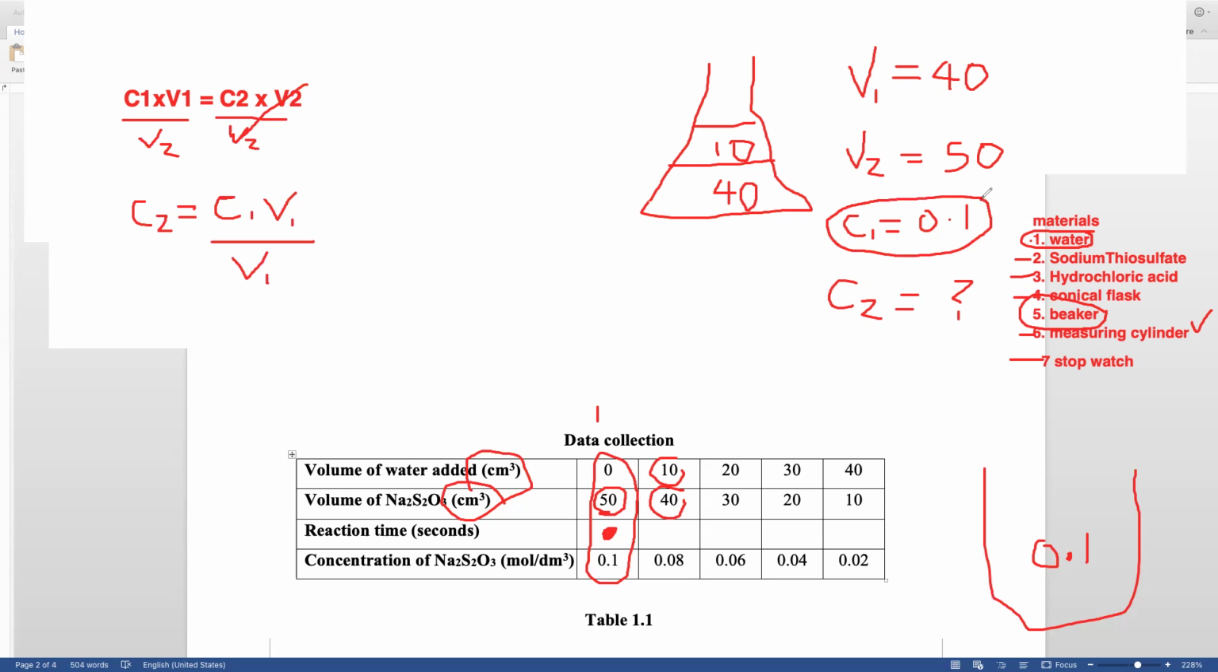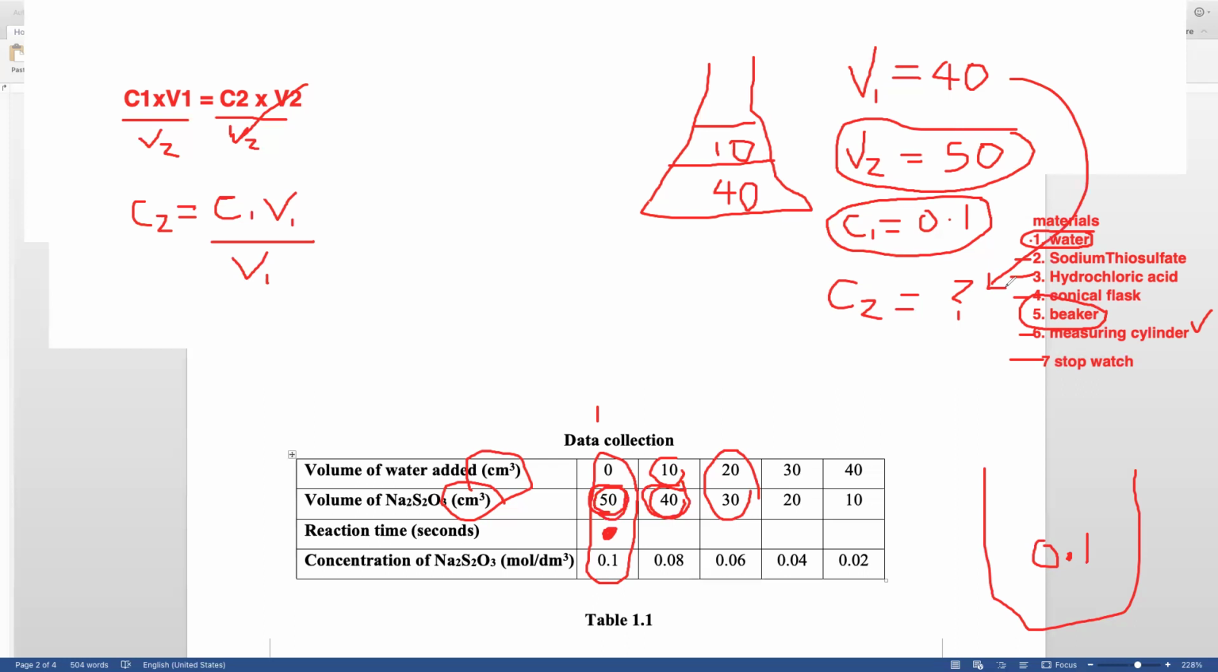The volume of sodium thiosulfate is not changing. What else is not changing? Across here, the total volume was 50. Here it was 40 plus 10, 50; 30 plus 20, 50. So across, the final volume is also not changing. There are only two things that are changing: the initial volume extracted for sodium thiosulfate, and after adding water, the final concentration also changes. Meaning, this is a formula we're going to use across.